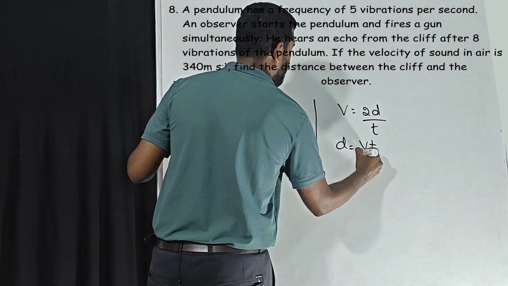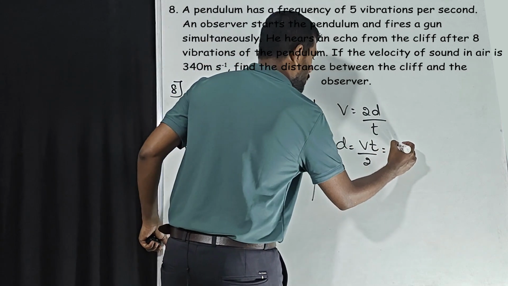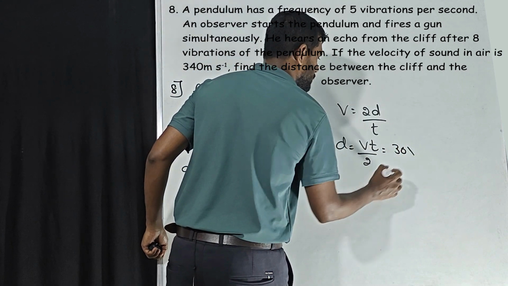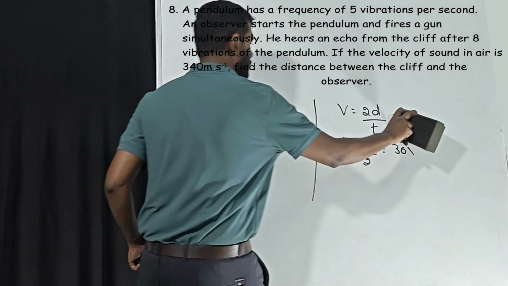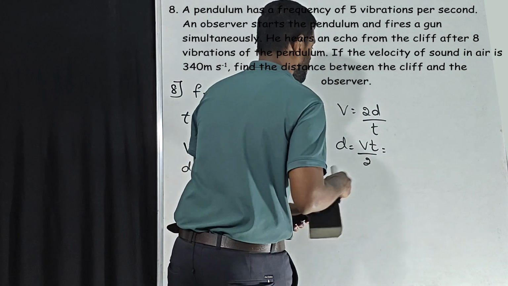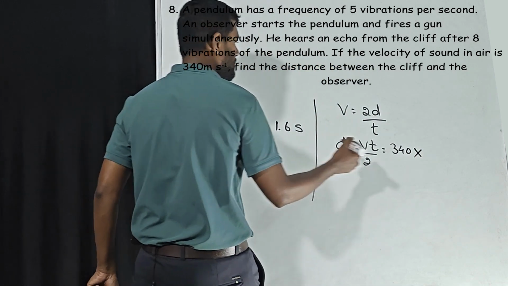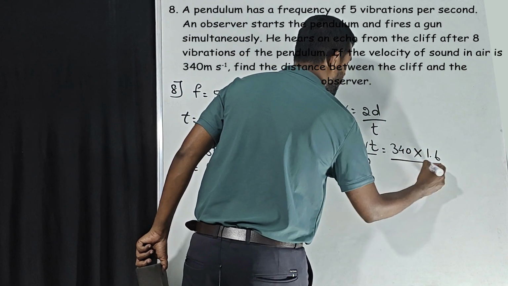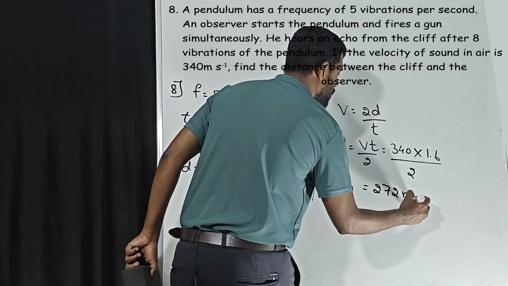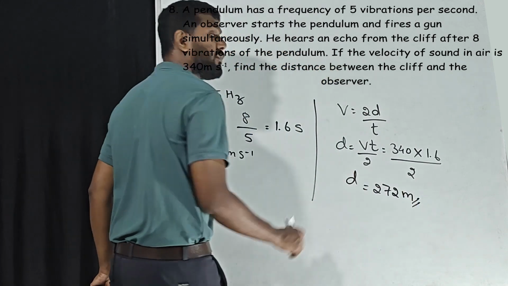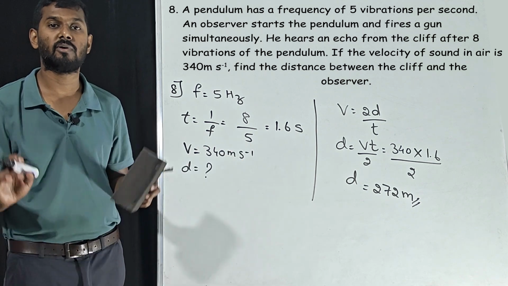D is equal to vt by 2. Substitute all the values. 340 into time, it is 1.6 divided by 2. So final answer will be 272 meters. So what we are finding, the distance, the SI unit of distance is meters. There you have to be very careful.